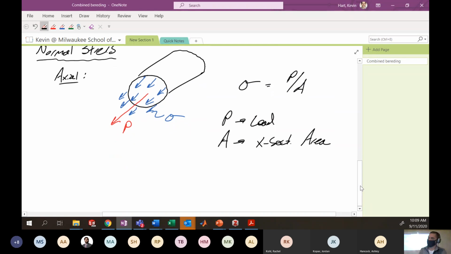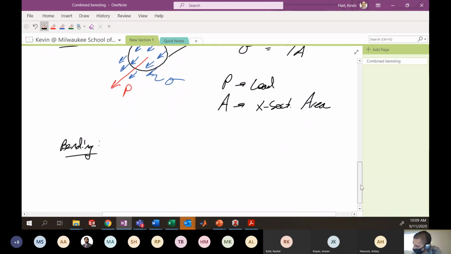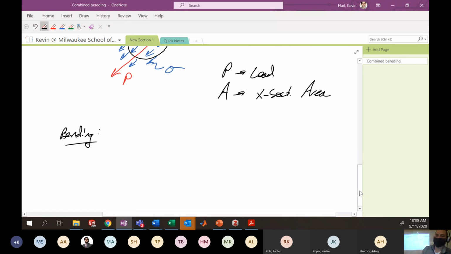Okay, so there's your axial loading. Bending is probably the next thing that you talked about in 2004, and how bending loads or moments would induce normal stress inside your piece. So here now, let's consider our cross-section again, of some circular beam. All right, and now we're going to apply a moment.